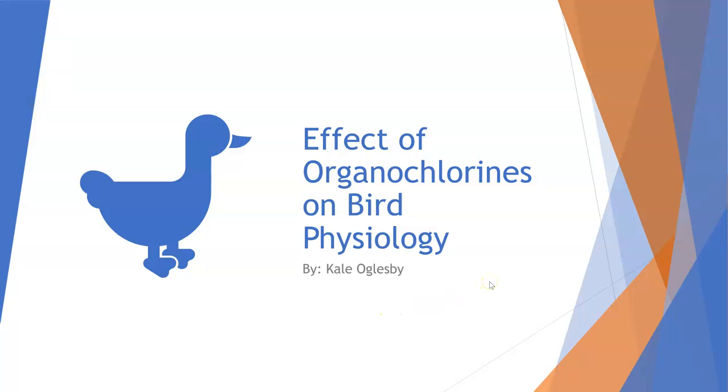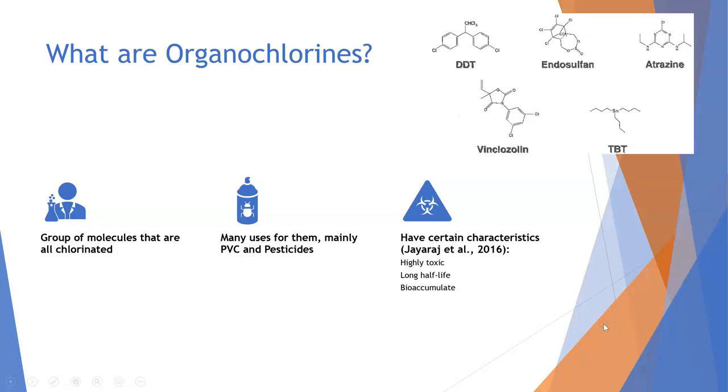Okay, so I chose to do my presentation on the effect of organochlorines on bird physiology. So, what exactly are organochlorines? Well, organochlorines are a group of molecules that are all chlorinated. And you can see that because I included this figure that shows the different types. DDT is the main example, and you can see the chlorine groups that are attached to it. But there's also others such as endosulfan and atrazine, amongst others.